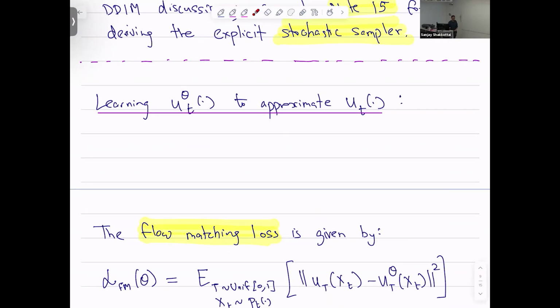Now the question is, if you're following this road, then how would you learn what this is, with all of this so far being with the ideal u_t, the ideal velocity field? Whereas I actually want to learn something parameterized by theta. So let's look at where this road will lead us.